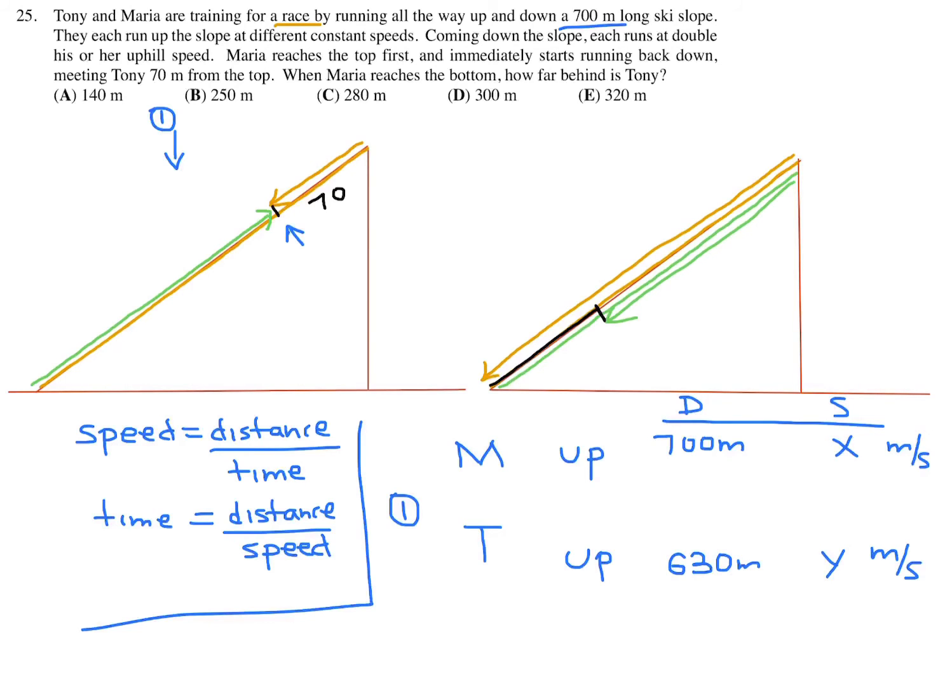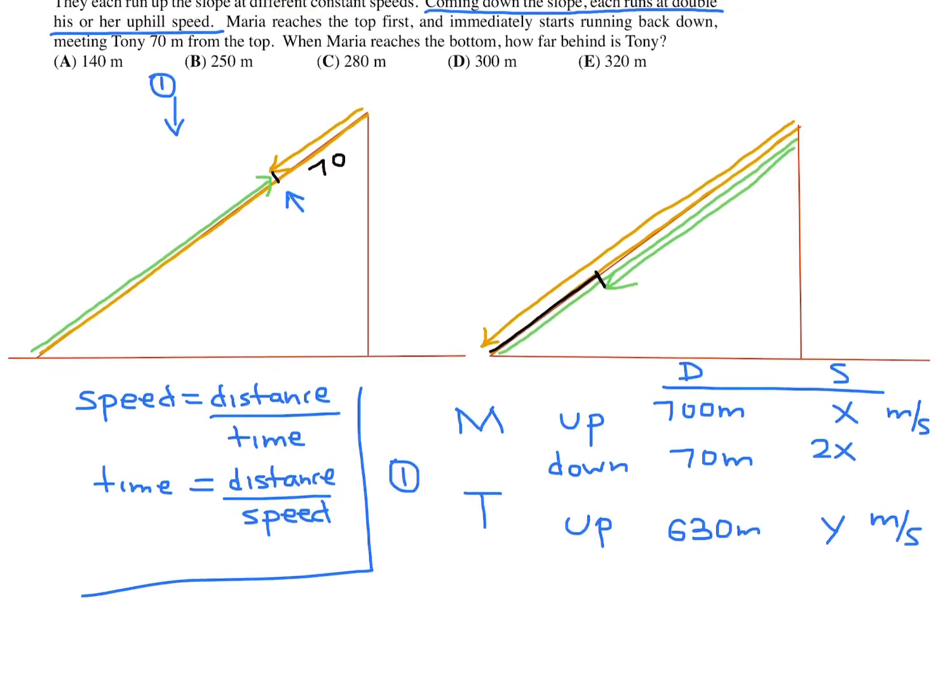Now, is that Maria's full journey? No, she went up 700 meters, but she went back down 70. So she has a down segment of 70 meters. And what's her speed when she goes down? Read the question. Coming down the slope, each runs at double his or her uphill speed. So if she went uphill at x meters per second, she's going down at 2x meters per second. All right, so far so good. I hope you're following. I hope that makes sense. Okay, so let's move up here.